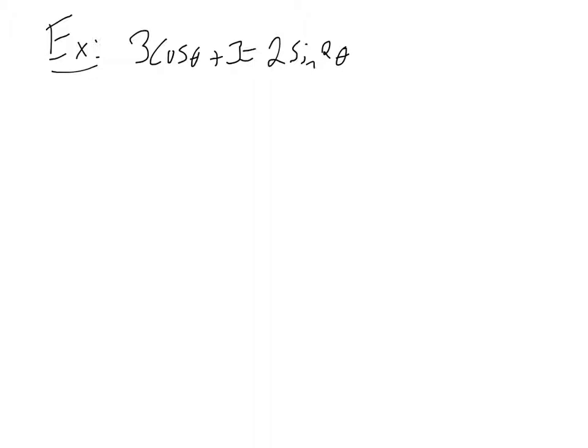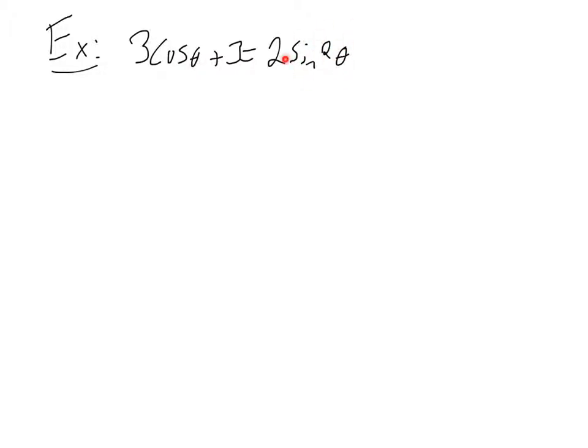And what I'm going to do is say, well, if I have 3 cosine theta plus 3 is equal to 2 sine squared theta, I want to try and use an identity to get this in terms of something that I can handle. Because I have a quadratic term for sine and a linear term for cosine, if I can get sine squared in terms of cosine or vice versa, then maybe I'll have a quadratic that I can factor and solve.